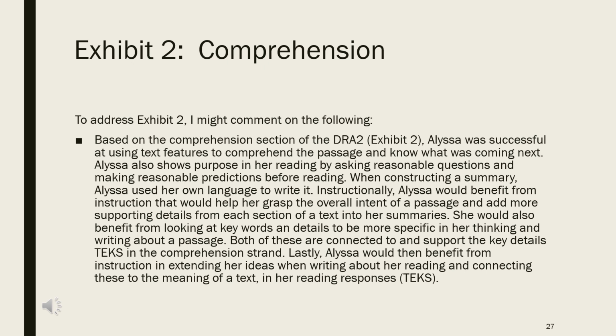And so now I'm going to go into her needs and what she would need instructionally. So instructionally, Alyssa would benefit from instruction that would help her grasp the overall intent of a passage and add more supporting details from each section of a text into her summaries. She would also benefit from looking at keywords and details to be more specific in her thinking and writing about a passage. And both of these are connected to and support the key details TExES in the comprehension strand. Notice that to save some words, I connected both of those to the TExES at the same time.